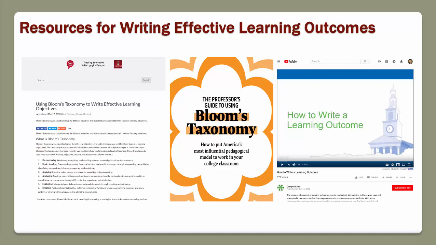The second resource here is the Professor's Guide to Using Bloom's Taxonomy. And this is a guide put out by Top Hat, which is an educational technology company, and they've done a really good job in using Bloom's and explaining how the taxonomy can be used to really further learning in the classroom. And then the final resource is from Campus Labs, and it's a YouTube video, and it goes through the process of how to write learning outcomes using Bloom's taxonomy.